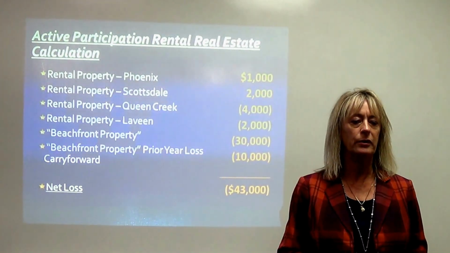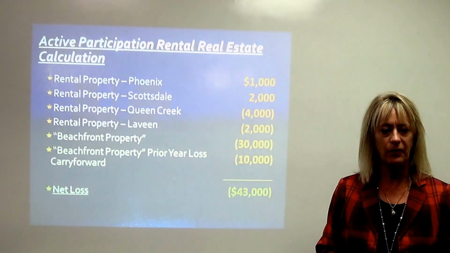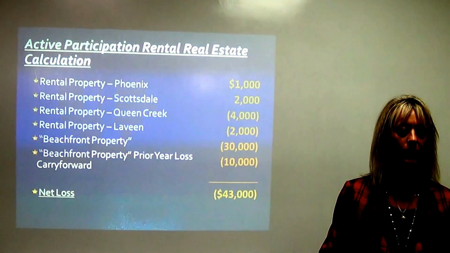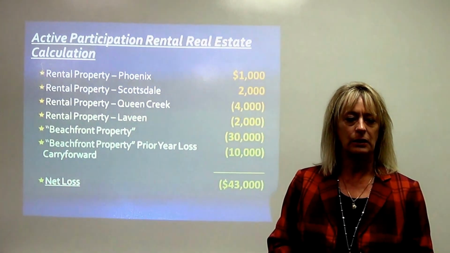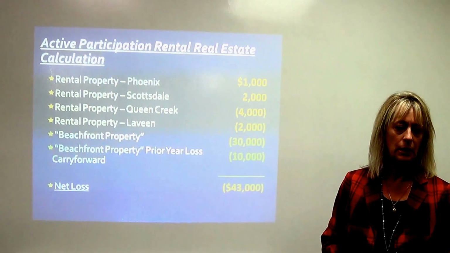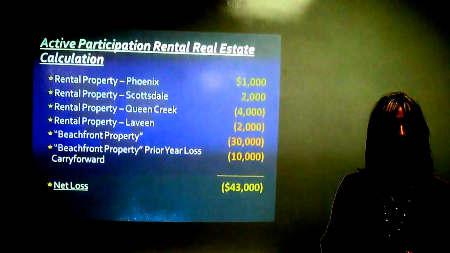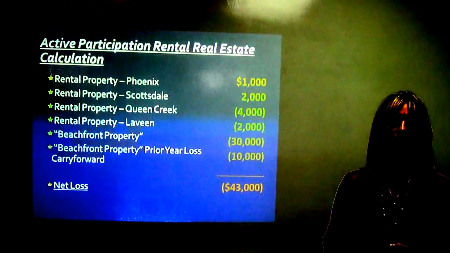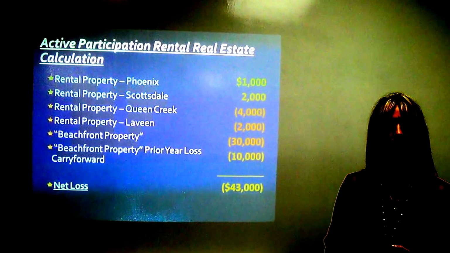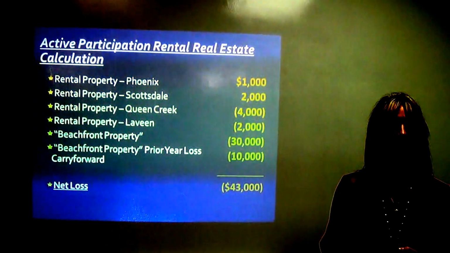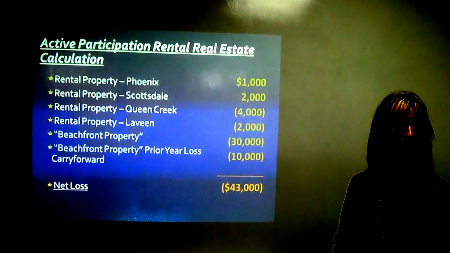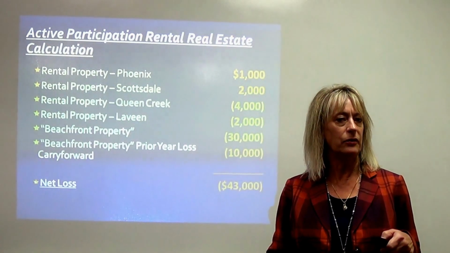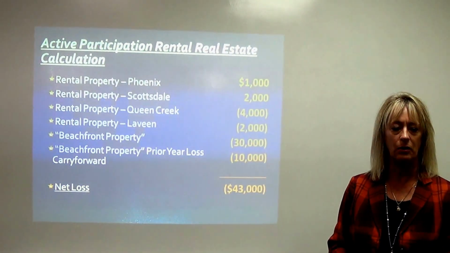Your net rental income on the Phoenix property for the year was $1,000. For Scottsdale, it's $2,000. Queen Creek, you lost some money on that rental for the year, $4,000 loss. Levine, you lost $2,000 for the year. Your beachfront property, as you called it, lost $30,000. And there is a carryover of rental loss on your tax return carryovers of $10,000 from a prior year for that same property. Your net loss, when you combine all these things, is a $43,000 loss.